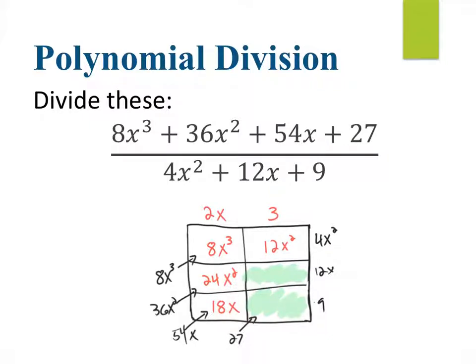So 3 times 12 is 36x, and 36 plus 18 is 54. Okay, there's my check. 3 times 9 is 27, and there's another check. I got it. I got it correct.